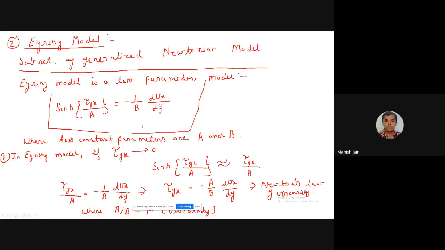Now the second model is the Eyring model. In the Eyring model, the mathematical equation is sinh of tau yx divided by a equals minus 1 by b dvx by dy. So this model represents the non-Newtonian behavior. If tau yx tends to 0, then this becomes tau yx by a, and tau yx equals minus a by b dvx by dy, which is the Newtonian flow. So in the Eyring model, if the shear rate is very low, then this equation will give you the Newtonian behavior.